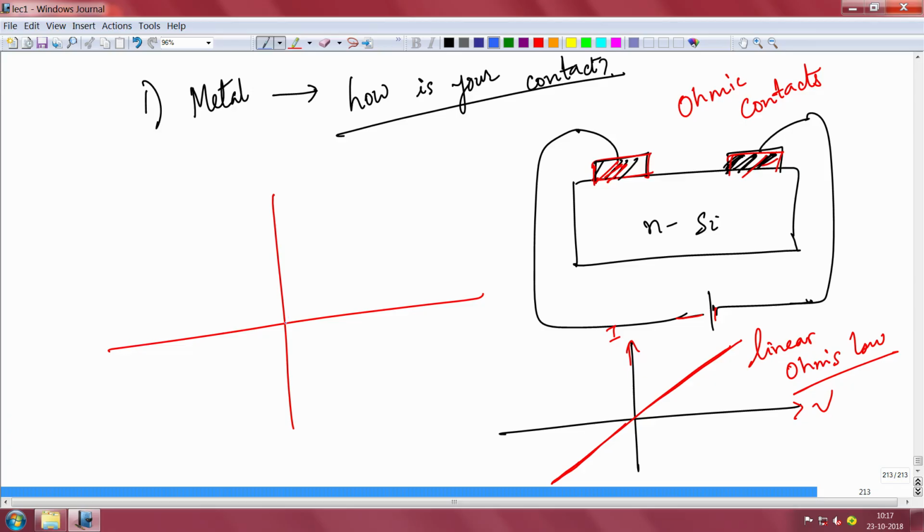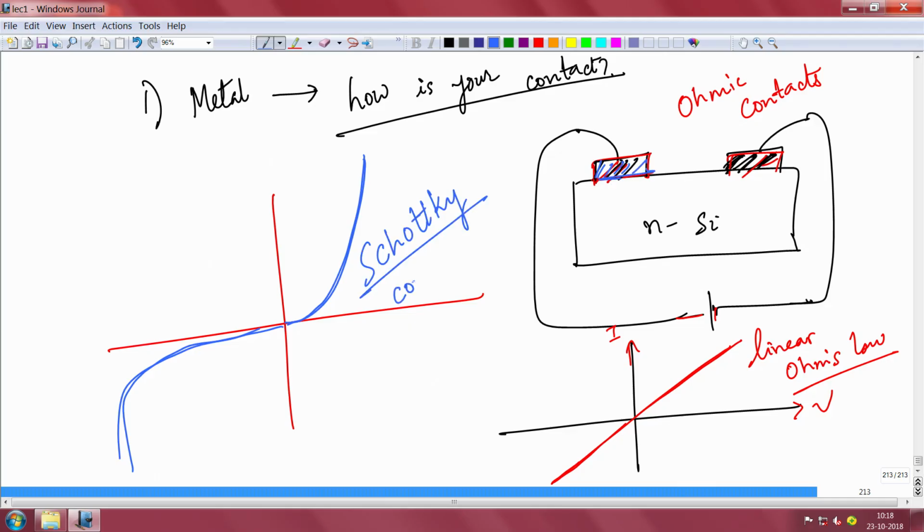What you might get is something like that. It's a non-linear IV. It will very much look like a PN junction behavior. It will have a turn on here, and then after some voltage, it will break down here. It looks like a PN junction, but there is no p-type silicon here. It's only n-type silicon, but the choice of metal will dictate this, and this kind of behavior is called Schottky behavior, which is non-linear, and the contact that's formed is called a Schottky contact.